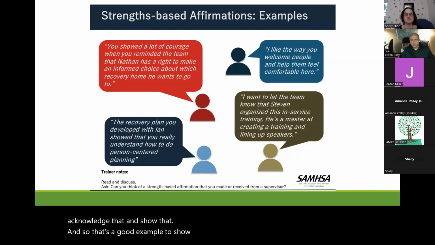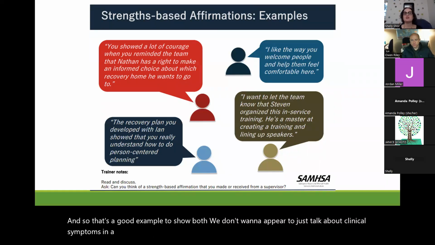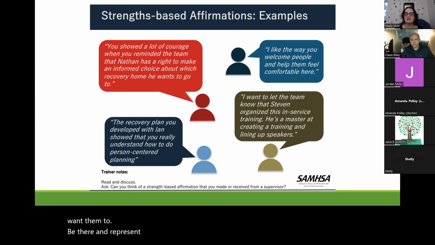We don't want a peer to just talk about clinical symptoms in a team meeting. We want them to share. We want them to advocate. We want them to be there and represent the person that might not be in that room.